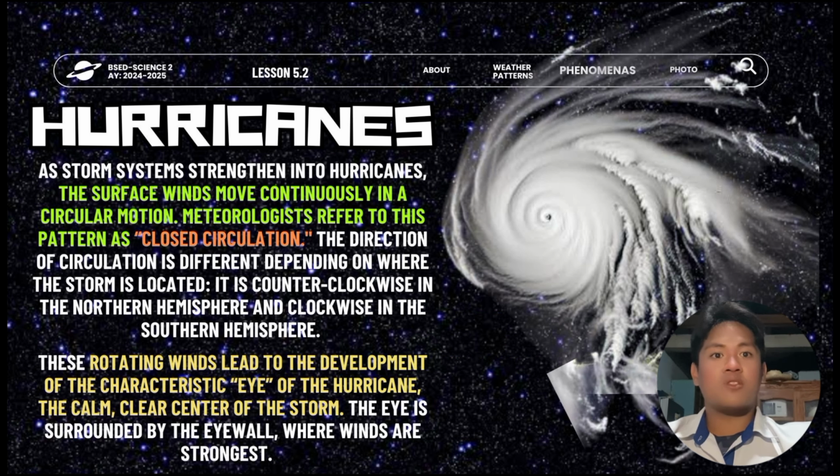As storm systems strengthen into hurricanes, the surface winds move continuously in a circular motion. Meteorologists refer to this pattern as closed circulation. The direction of circulation is different depending on where the storm is located. It is counterclockwise in the northern hemisphere and clockwise in the southern hemisphere. These rotating winds lead to the development of the characteristic eye of the hurricane, the calm, clear center of the storm. The eye is surrounded by the eye wall, where winds are strongest.